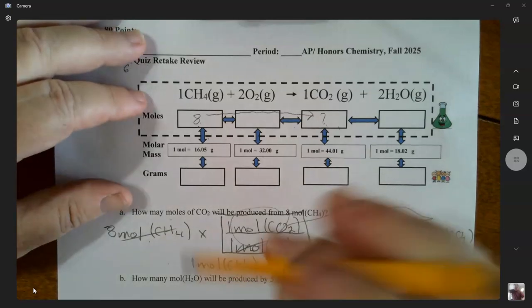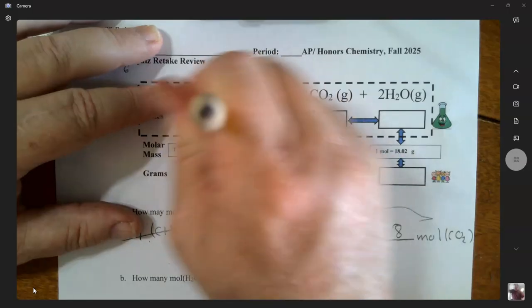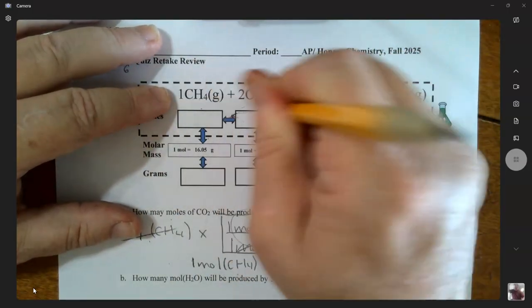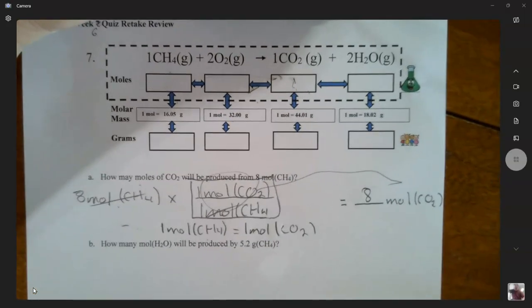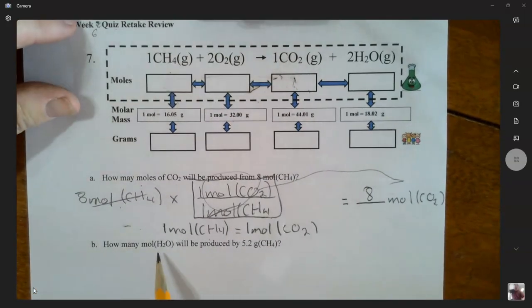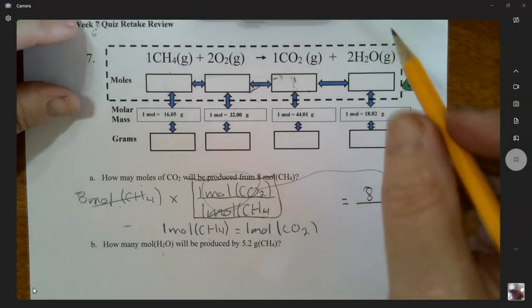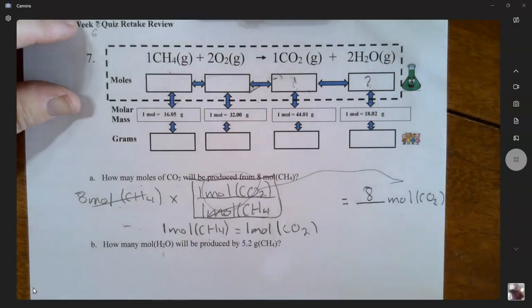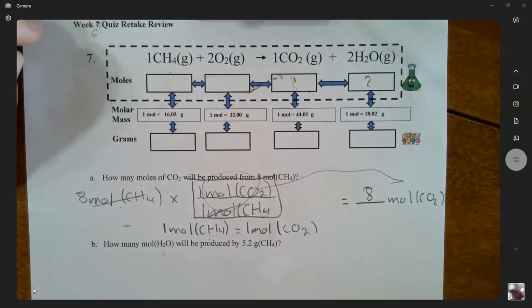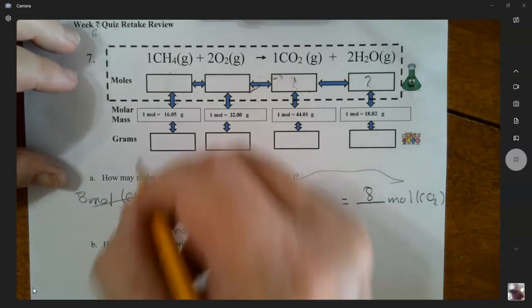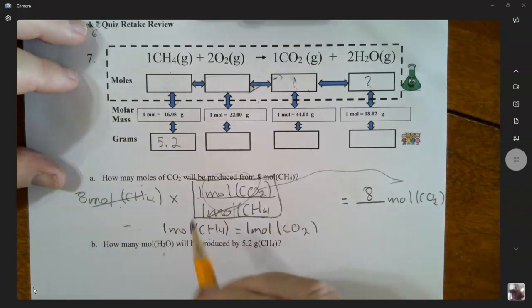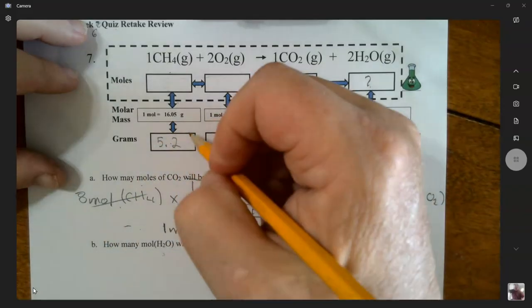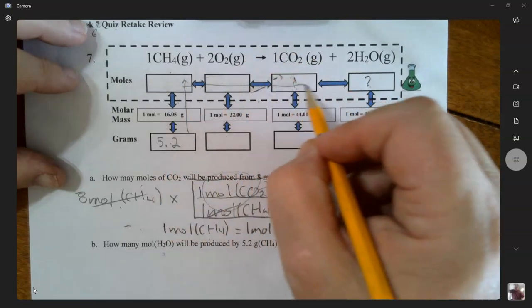All right, next question. First, we're going to erase our flowchart up here. And we go down. And it's how many moles of H2O. So I'm going to come up here to moles of H2O, put a question mark. Will be produced by 5.2 grams of CH4. So down here is 5.2 grams in the grams row.